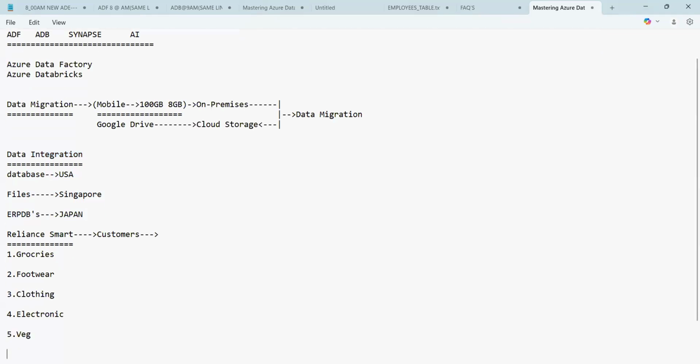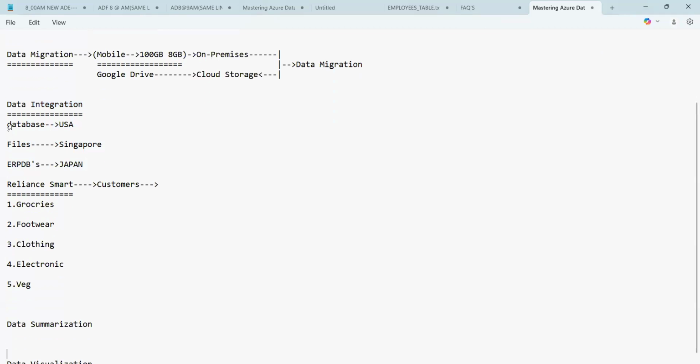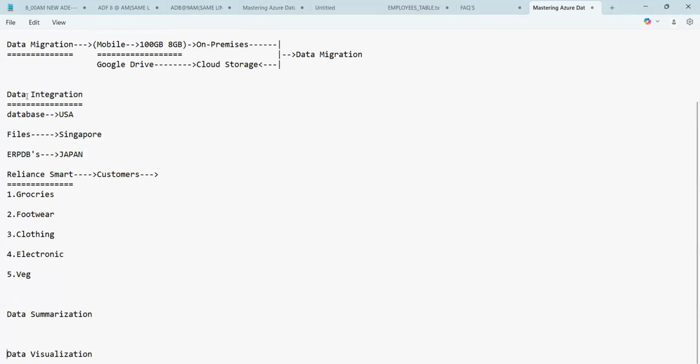Then we have the next one, called data summarization. So what is data summarization? Data summarization is another process, the actual process where the actual data is processed at this level.